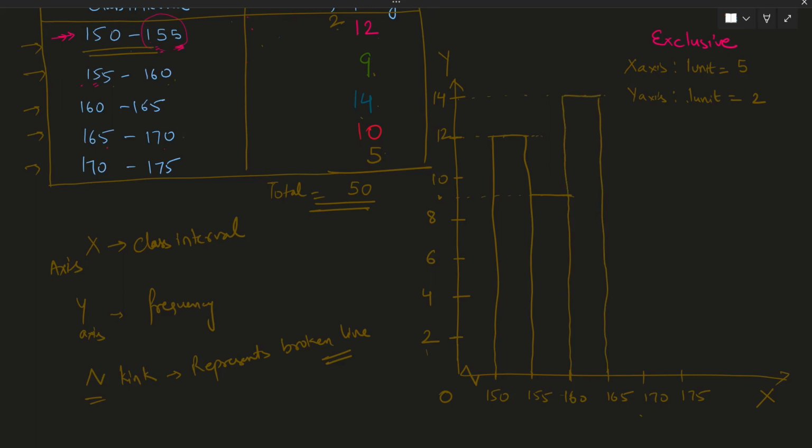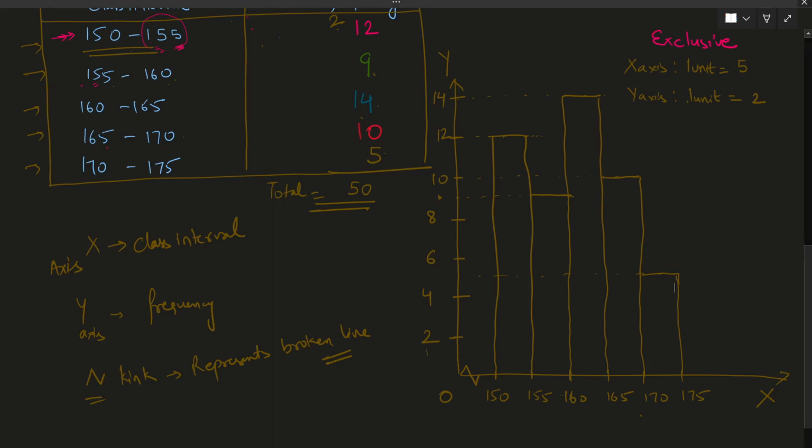Okay, now 165 to 170, it's only 10. So let's take 10 here. Okay, over here. Now 170 to 175 is 5. 5 comes between 6 and 4. So this one is this. Okay, students, now our histogram is ready.